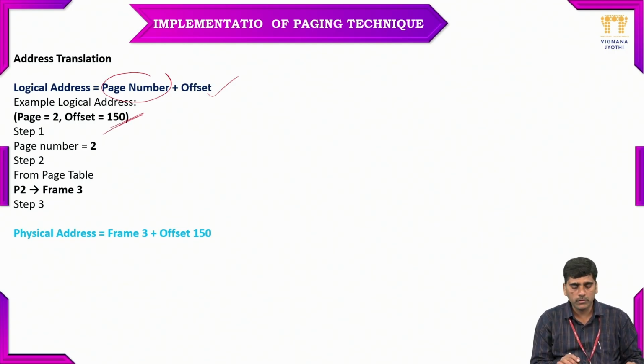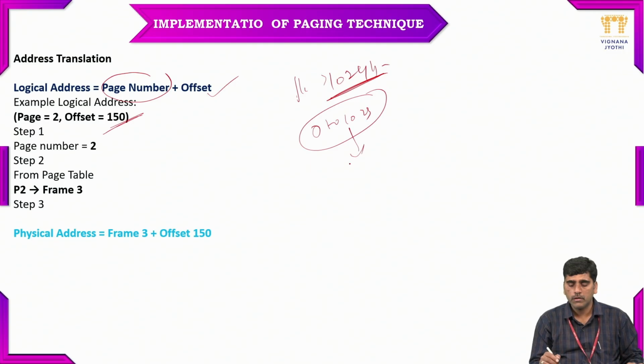How are we taking the offset as 150? For each and every page, the size is 1 KB. 1 KB is nothing but 1024 bytes, so 0 to 1023 bytes. Out of these bytes, you can take any value as the offset size.